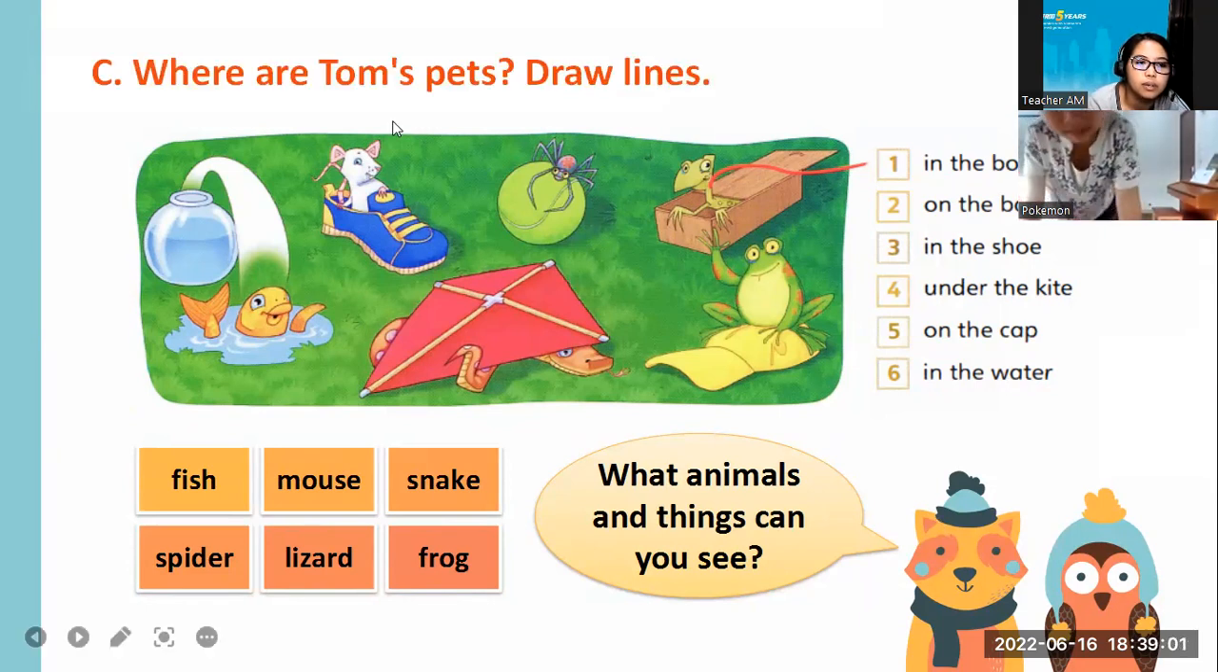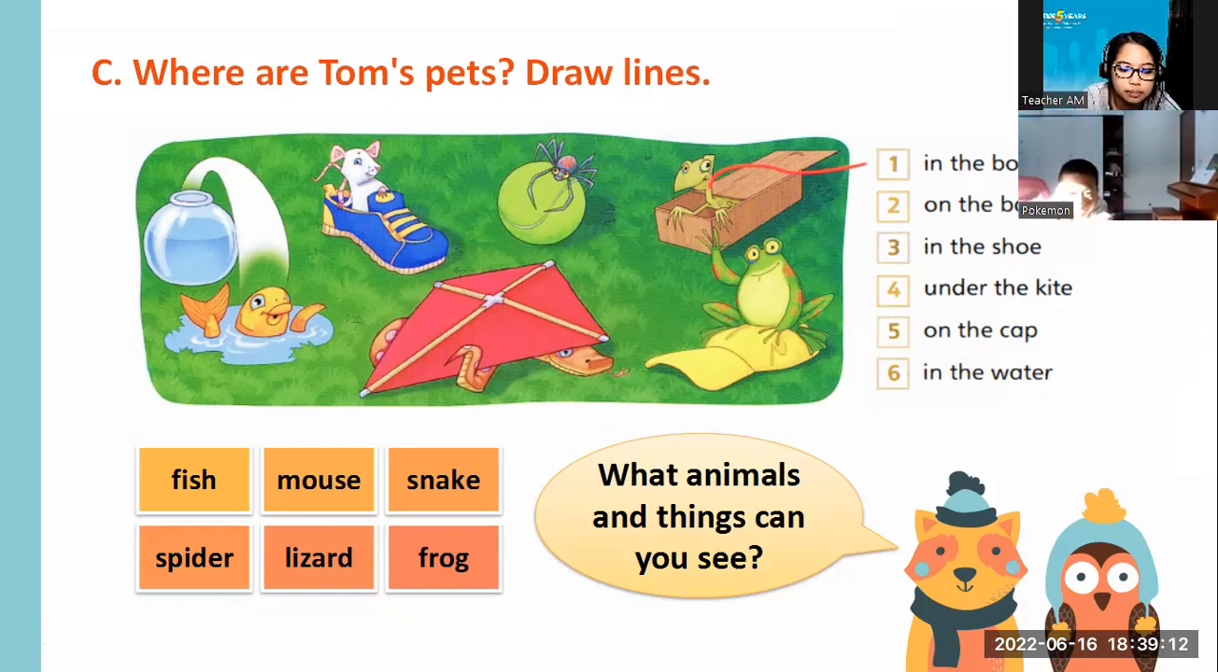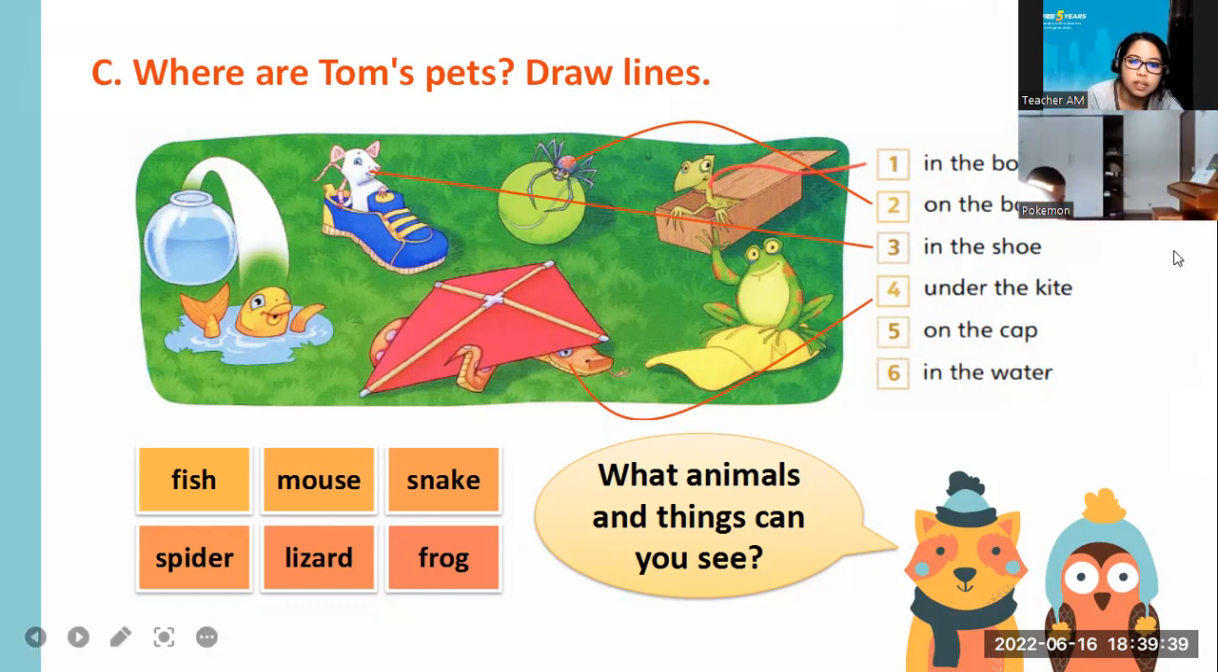Okay, very good. So what animal is on the ball? The ball? Yes. It's a spider. Okay. So what animal is in the shoe? It's a mouse. Very good. So which animal is under the kite? It's a snake. Okay, that's a snake. Which animal is on the cup? It's a lizard. So which animal is in the water? It's a fish. Great job, because you got a perfect score.